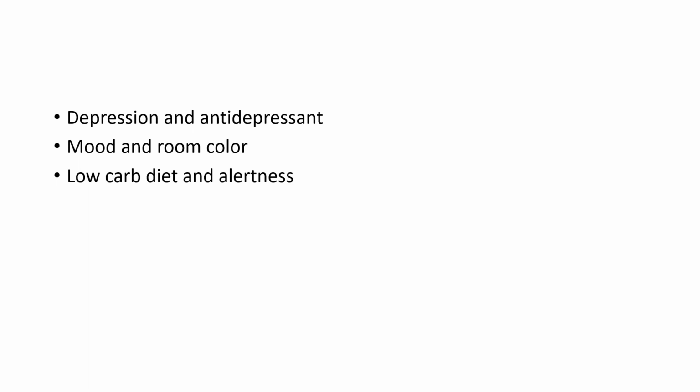And then finally, we have low-carb diet and alertness. You as the researcher have direct control over the low-carb diet. Maybe one group, the experimental group, gets the low-carb diet. Another group gets no particular diet, and then we compare levels of alertness. And so alertness is our dependent variable.